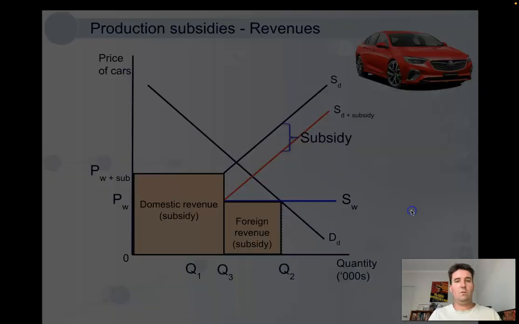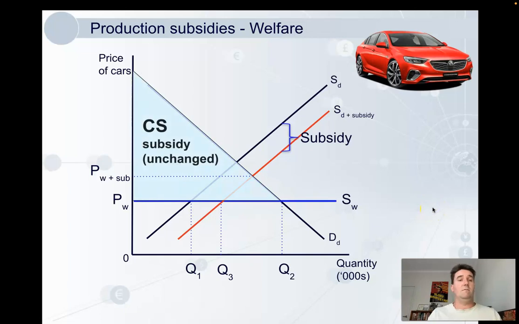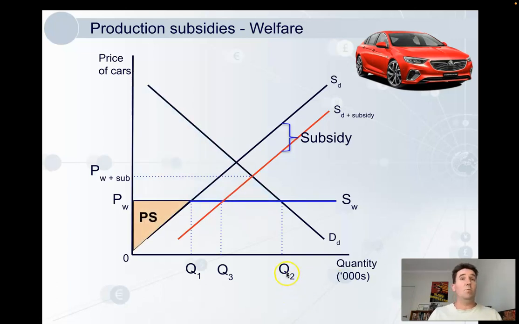Okay, on to welfare. Consumer surplus is unaffected by the subsidy. Stays the same. Foreign revenue shrinks due to the subsidy, as we know that. Producer surplus will increase. This is just like with microeconomics. Remember, it increases like that. People used to find that hard.